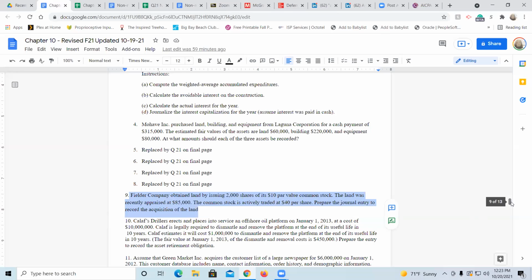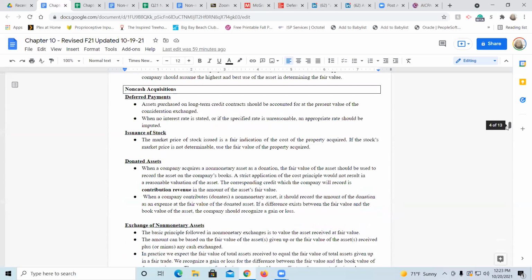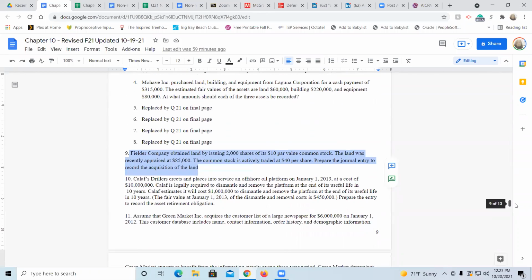$80,000. So if I go back up and remind myself, what did the rules tell me? It says the market price of stock issued is a fair indication of the cost of the property acquired. If the stock's market price is not determinable, use the fair value of the property. So since the stock's market price is determinable, we will use the stock's market price for recording this transaction, right?